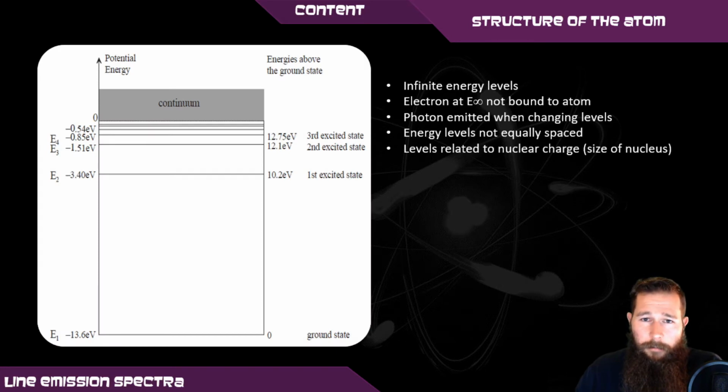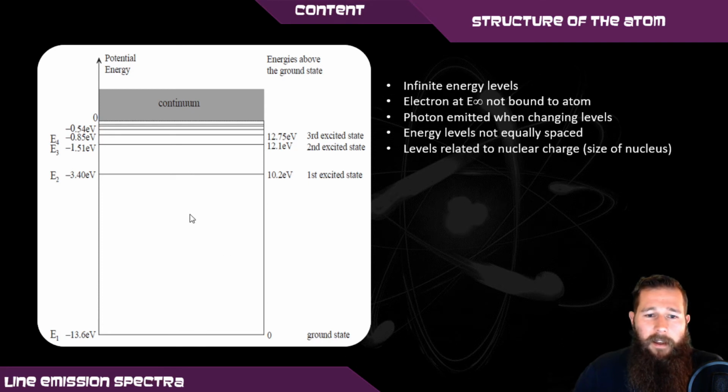Another way that energy levels can be drawn is like this. So we have our ground state energy level that electrons want to be at. When an electron is provided with enough energy, it has enough energy to leave the electrostatic attraction to the nucleus, and at this infinite energy level, it leaves the atom and no longer belongs to the material.